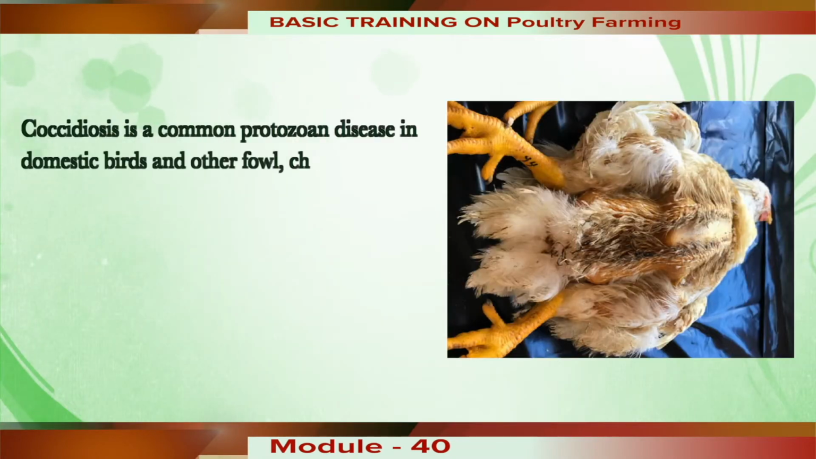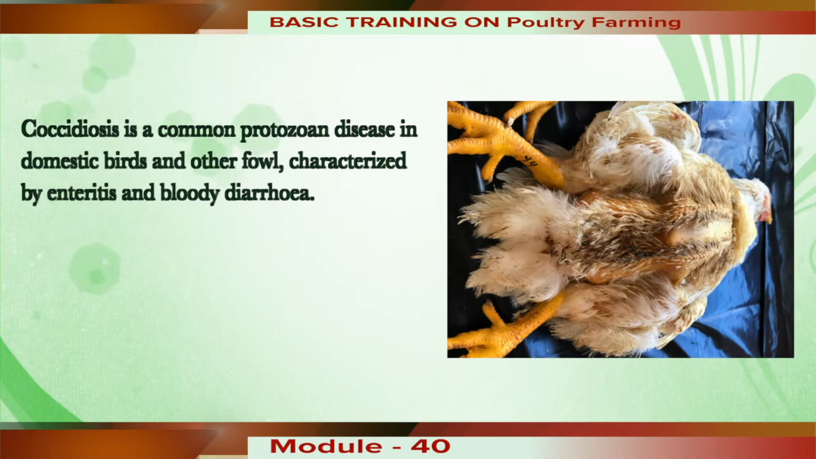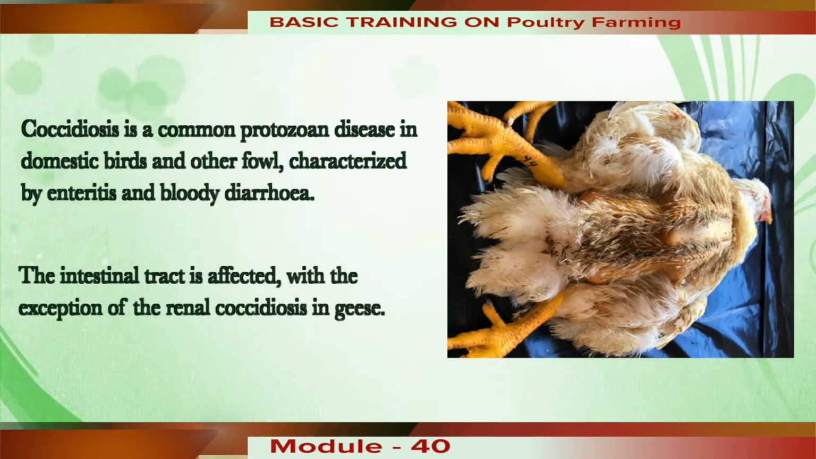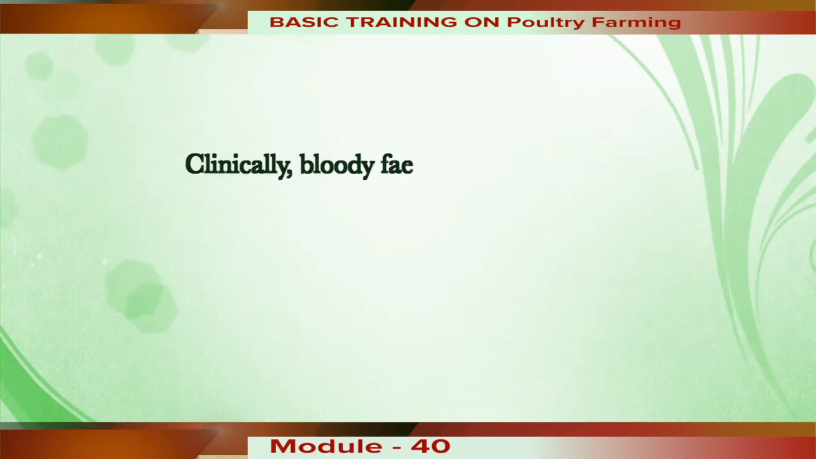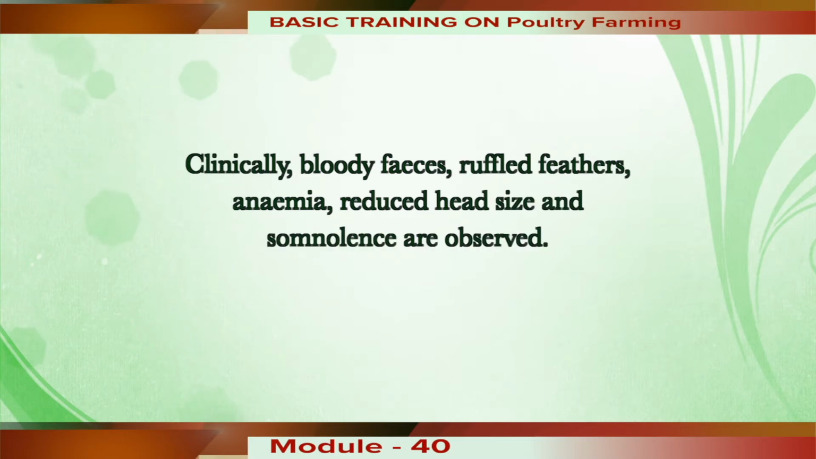It is a common protozoal disease in domestic birds and other fowl, characterized by enteritis and bloody diarrhea. The intestinal tract is affected, with the exception of the renal coccidiosis in geese. Clinically, bloody feces, ruffled feathers, anemia, reduced head size, and somnolence are observed. Now, what is the treatment of coccidiosis?